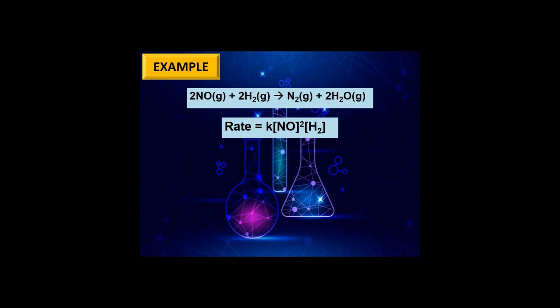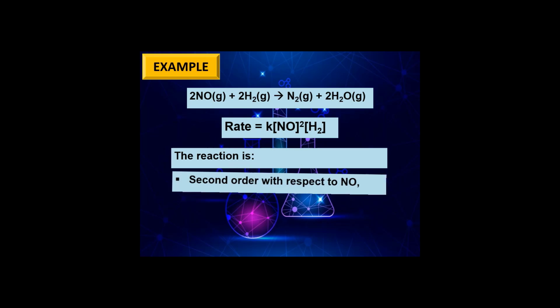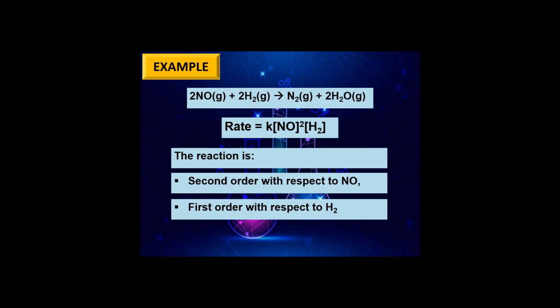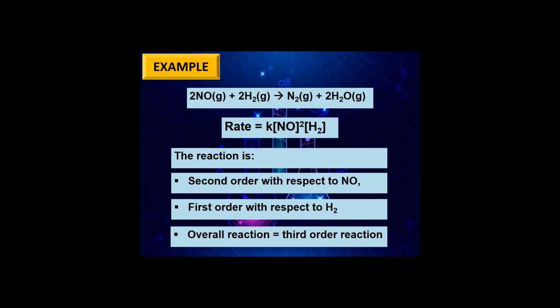Let's look at an example. 2 moles of nitrogen monoxide react with 2 moles of hydrogen and produce 1 mole of nitrogen and 2 moles of water. Given rate equals k times concentration of nitrogen monoxide to the power of 2 times concentration of hydrogen to the power of 1. The reaction is second order with respect to nitrogen monoxide, first order with respect to hydrogen. The overall reaction is a third order reaction.